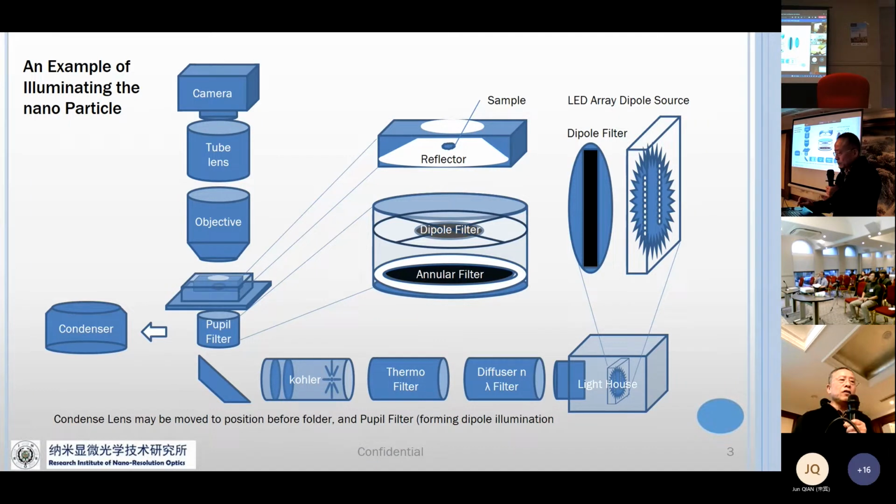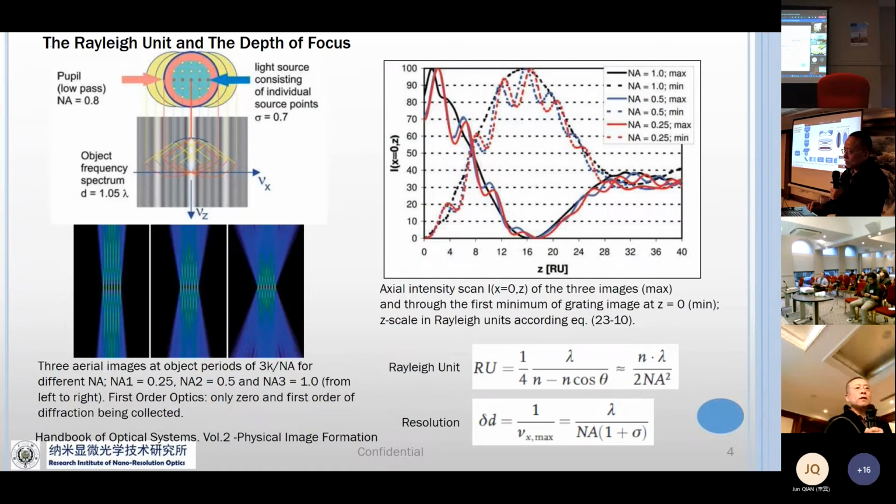We need to prevent the thermal effect. We need to reduce other noise coming into our illumination, so we're using color illumination. We also need a good condenser to generate a bright pupil for the whole entrance pupil of the imaging system. So now I have introduced what we do in illumination. Of course, on the illumination side, we are tuning the photon states.